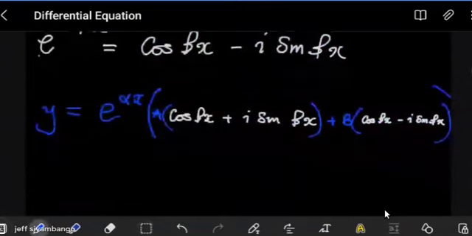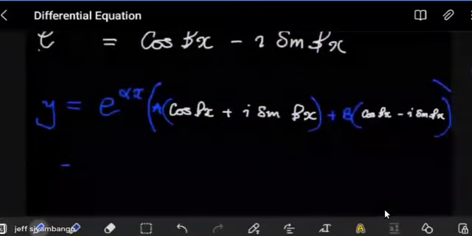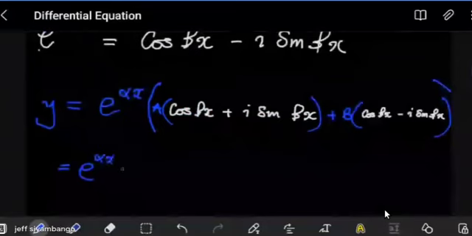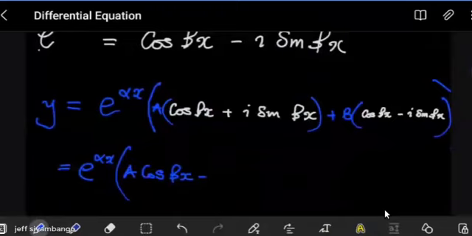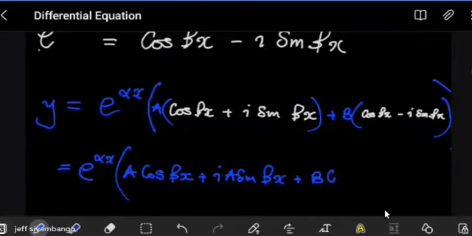Okay, so when this simplifies, you now have e to the alpha x, and then distribute the a, you have a cos beta x plus ia sine beta x, and then plus b cos beta x, then you have minus, that's ib sine beta x.